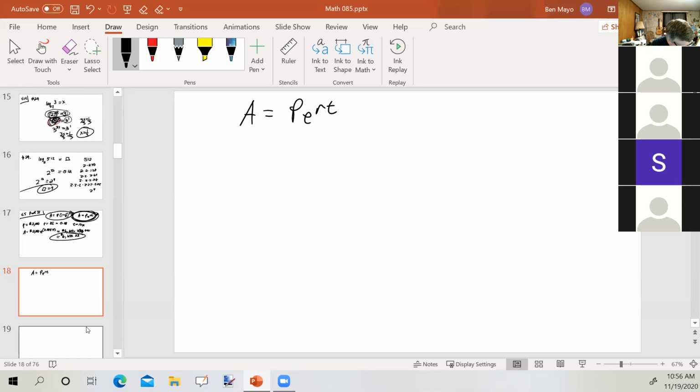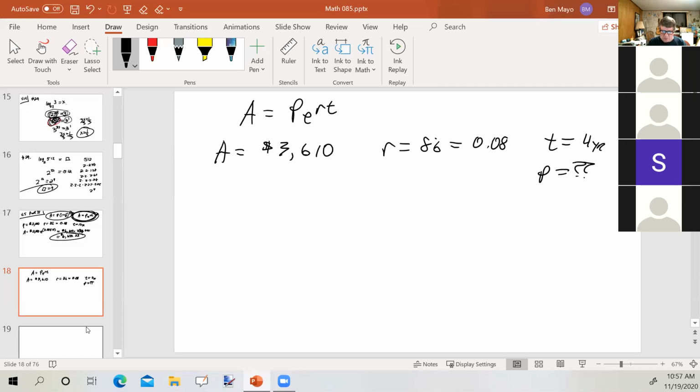It says an account now contains $3,610 and has been accumulating interest at 8% annual interest, compounded continuously. Now, actually, before I read that, we wouldn't have known that we were going to use this formula, but I knew ahead of time because it says compounded continuously. How much was in the account 4 years ago? So the time is 4 years and P is our unknown.